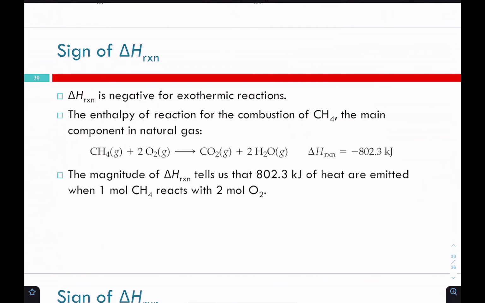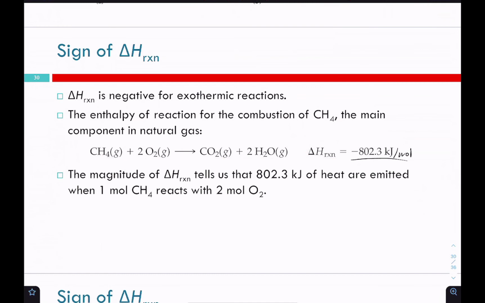So for exothermic reactions, because energy is leaving that system, delta H is going to be negative. And the important thing here is that we can write this out along with our chemical reaction. So delta H for this reaction of burning methane, or natural gas, is going to be negative 802.3 kilojoules per, it's not usually written in, but this is kilojoules per mole. So for every 1 mole of methane that you burn, you get out 802.3 kilojoules of heat.